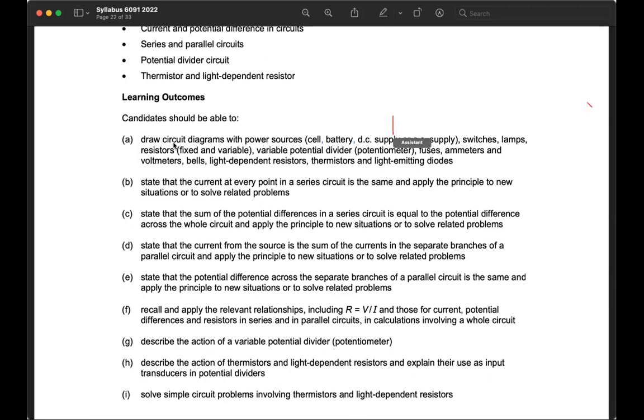This is how a battery looks like. Switches look like this. Lamp looks like this. All of you must learn all these symbols. For resistors, there are 2 types. One type looks like this, the other type looks like this. The first one is a fixed resistor, the second one is a variable resistor. There are a lot of things down here. An ammeter is a circle with an A, and so on. I'll go through this a while later.